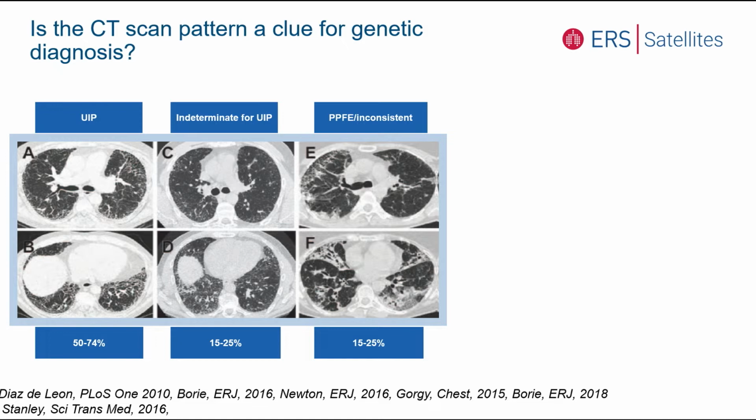However, in 15 to 20% of telomere-related gene mutation, the pattern of the CT scan is not UIP, is inconsistent with UIP, or is suggestive of pleuroparenchymal fibroelastosis. And we need to work a little bit more on that pattern to know if we should discuss genetic analysis in all patients with pleuroparenchymal fibroelastosis.